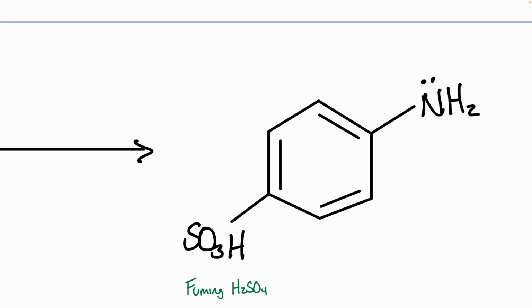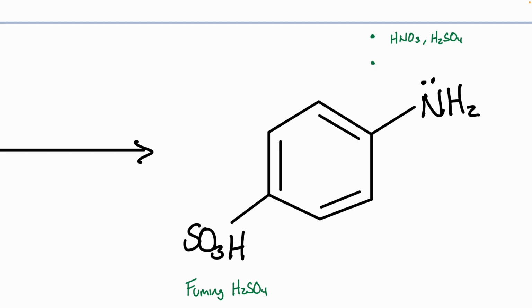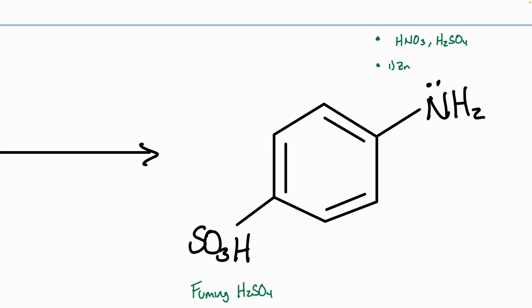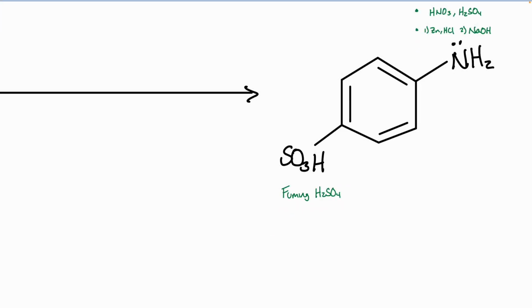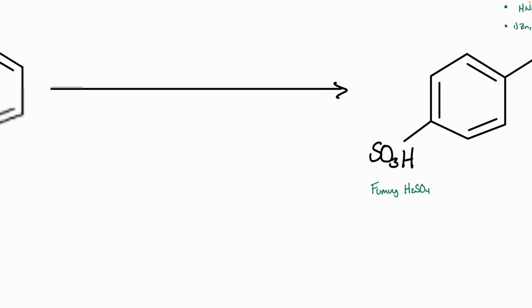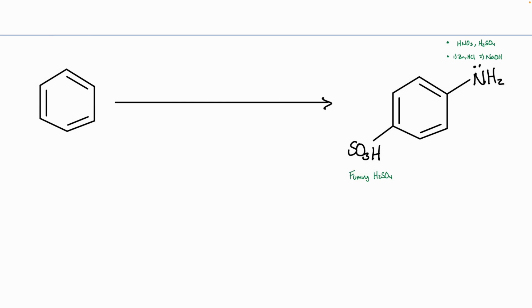Instead, what we would have to do is first make a nitro group on there. Right? That would be one reaction that we would use. And then we would have to convert that nitro group into aniline using that zinc, HCl, and NaOH. So we have these three reactions here that would put these things on the ring. And now the question is, what order do we do these reactions in? All right? So some trial and error is going to help us out.